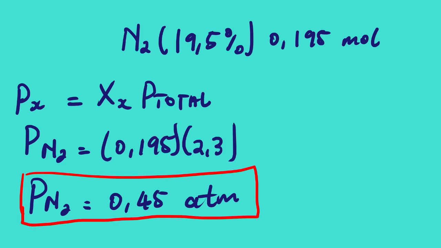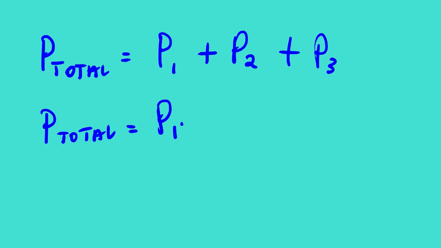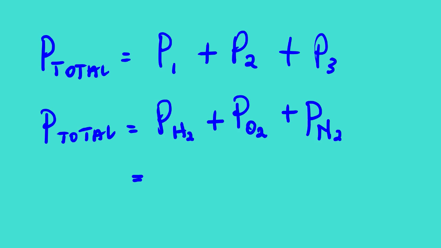In order to verify if your partial pressures are correct, remember Dalton's law. P total should equal P1 plus P2 plus P3. Since we have 3 gases here, our equation will end at P3. So P total should equal the partial pressure of hydrogen plus the partial pressure of oxygen plus the partial pressure of nitrogen. The total pressure we are given is 2.3, so we are trying to prove that when we add the partial pressures we get 2.3.